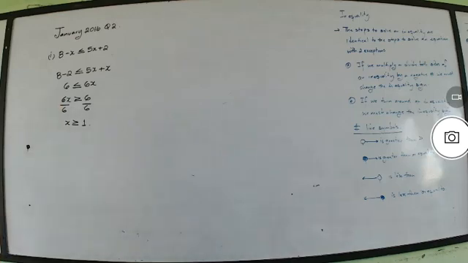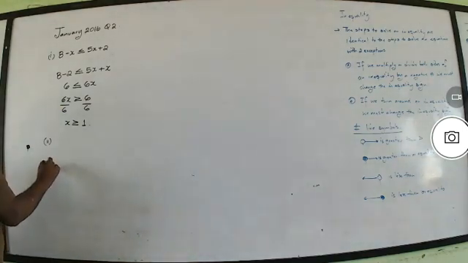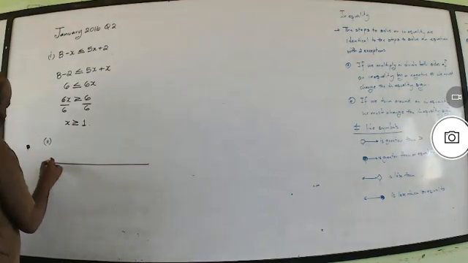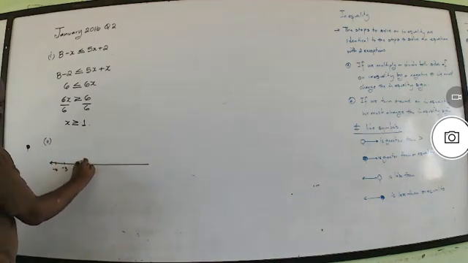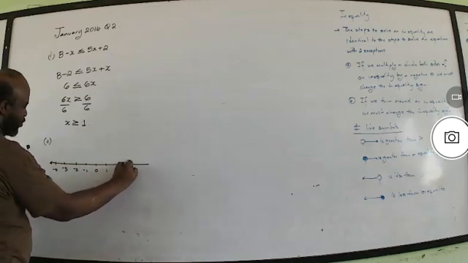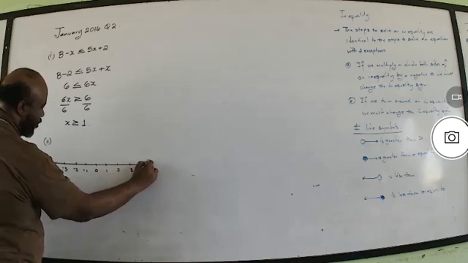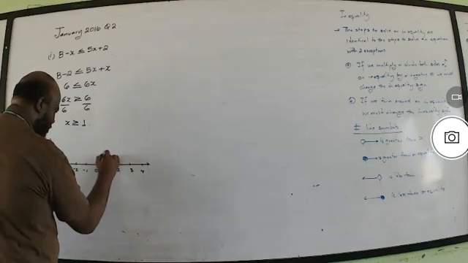What is the next thing we're asked to do? Minus 4, minus 3, minus 2, minus 1, 0, 1, 2, 3, 4. Now let us represent the solution on a number line. I need values of x which are greater than or equal to 1. I will come up to 1.